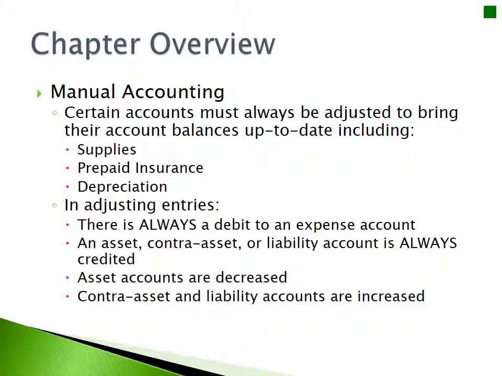We learned that certain accounts like supplies, prepaid insurance, and depreciation have to be adjusted to bring their account totals in balance. In adjusting entries, an expense account is always debited as it increases that account, and an asset, contra asset, or liability account is always credited. Asset accounts are decreased, and contra asset and liability accounts are increased.